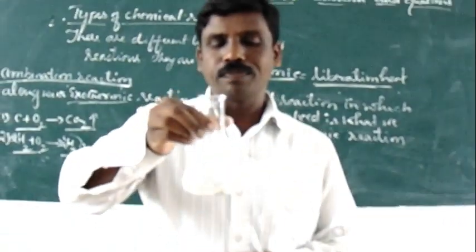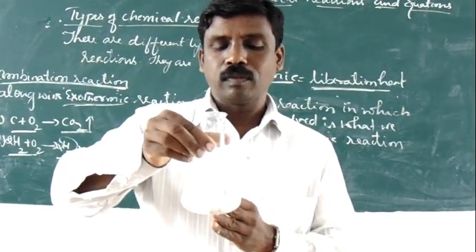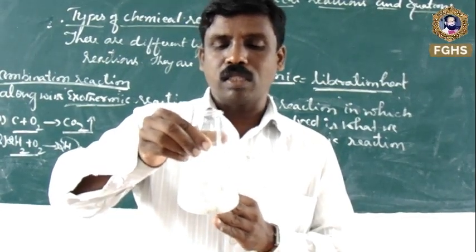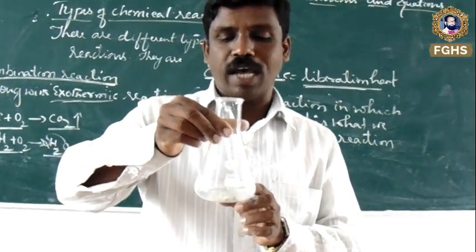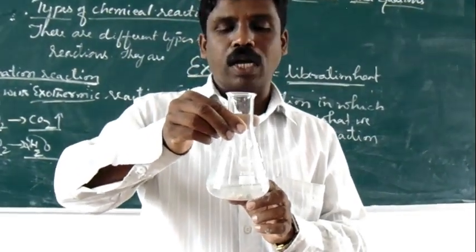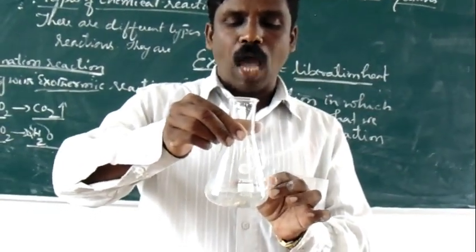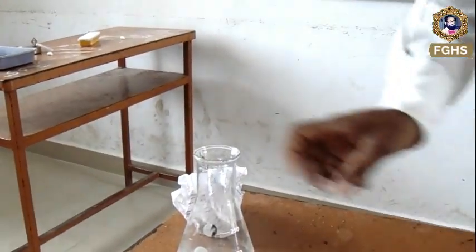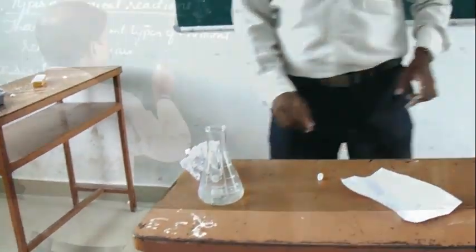Here what happens? Calcium oxide, or quicklime, is reacting with the water to give calcium hydroxide. Now what I am going to do? I am going to keep this reaction mixture aside for a while. Now let me write the chemical equation for this reaction.